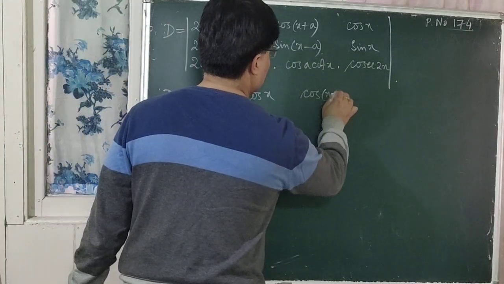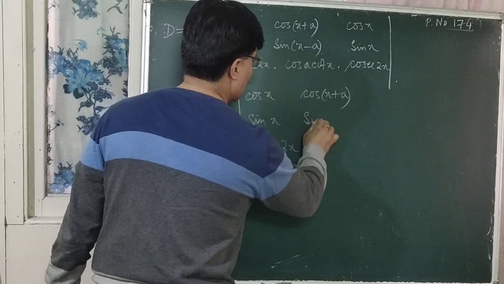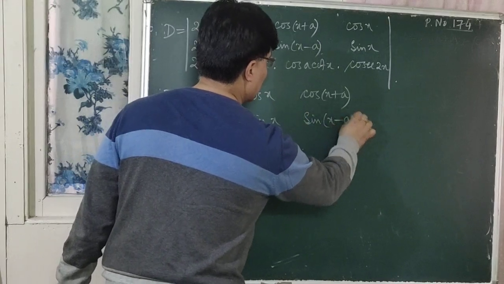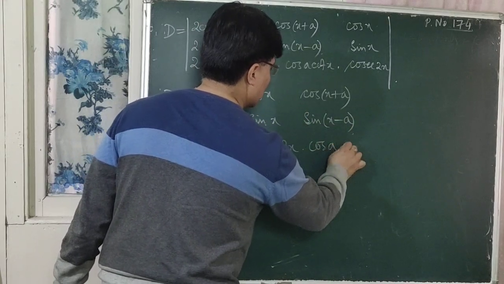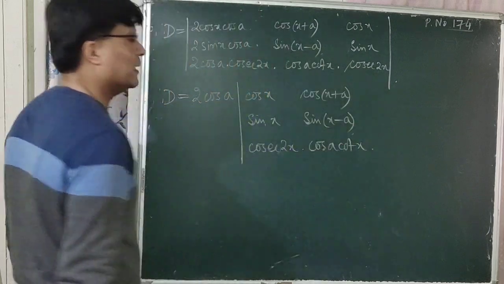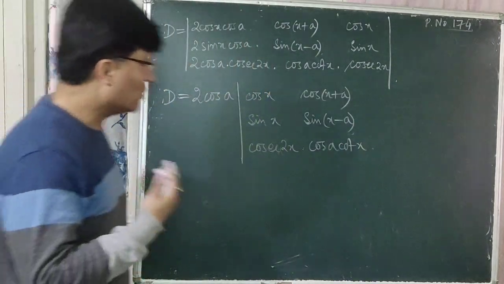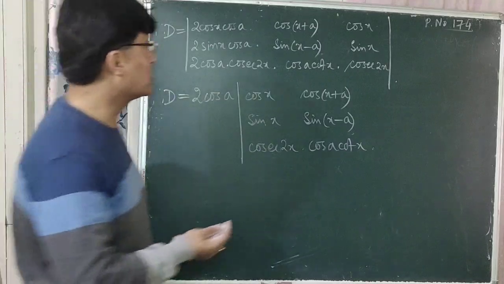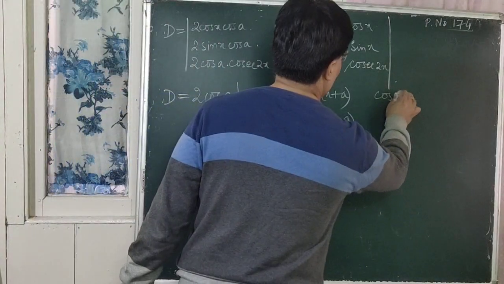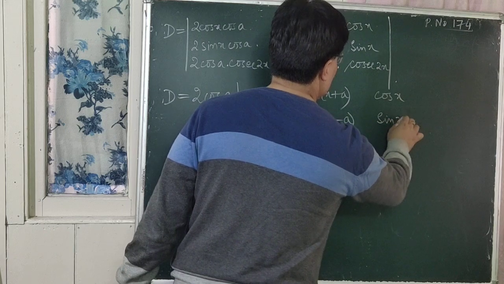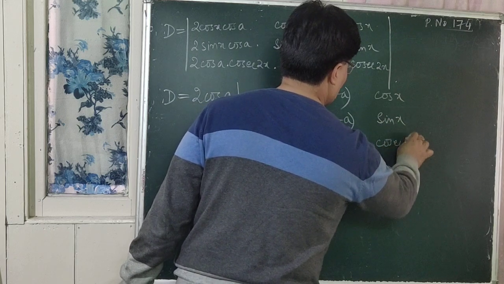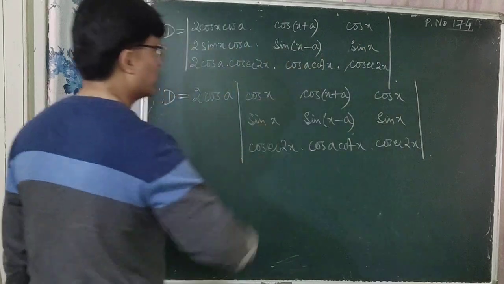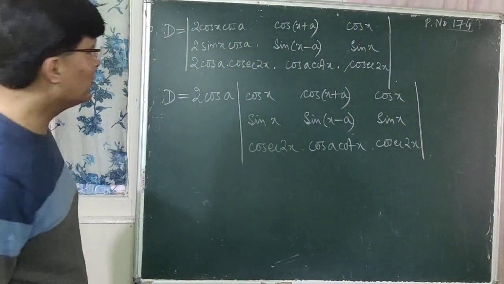Cos of x plus A, sin of x minus A, and this is cos A cot x. Right? This is the second column. And the third column also remains same: cos x, sin x, cosec 2x. Is that clear to all of you?